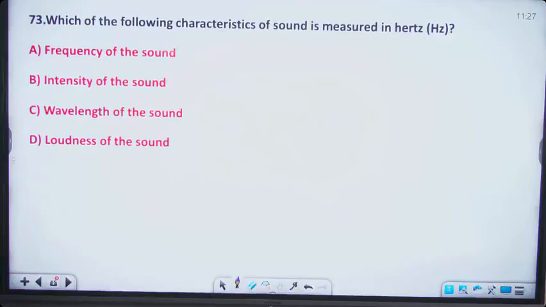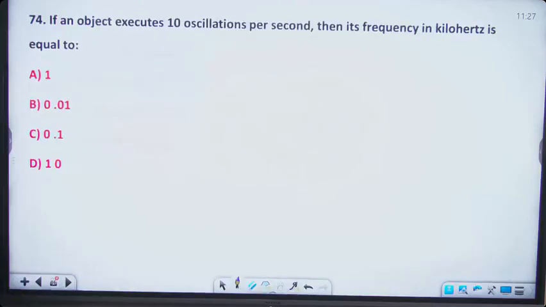Which of the following characteristics of sound is measured in hertz? The frequency of sound. If an object executes 10 oscillations per second, then what is its frequency in kilohertz? 10 oscillations per second, you need to convert that into kilohertz.